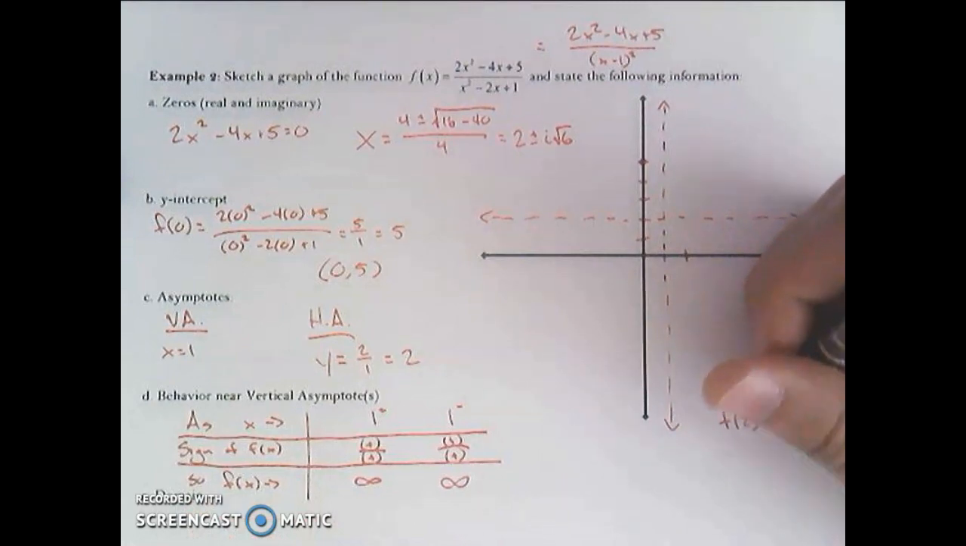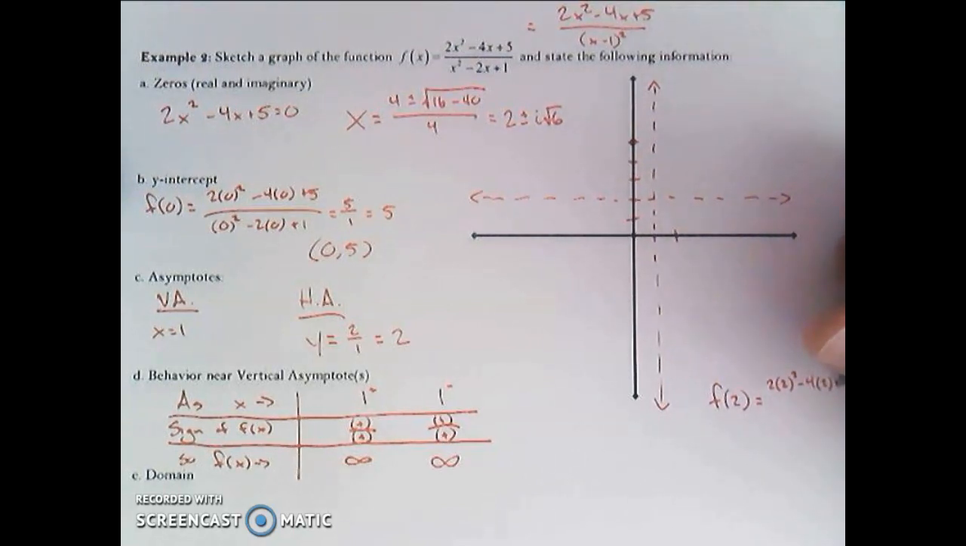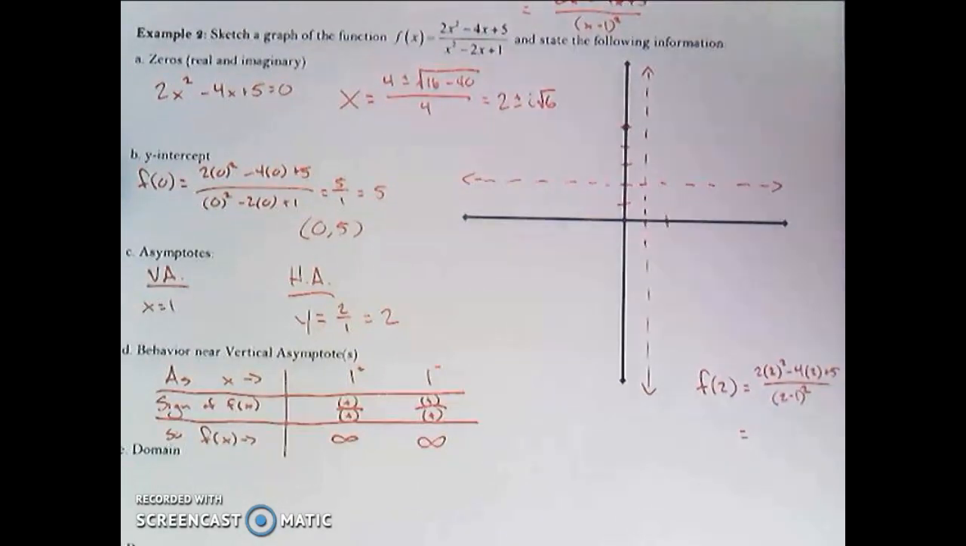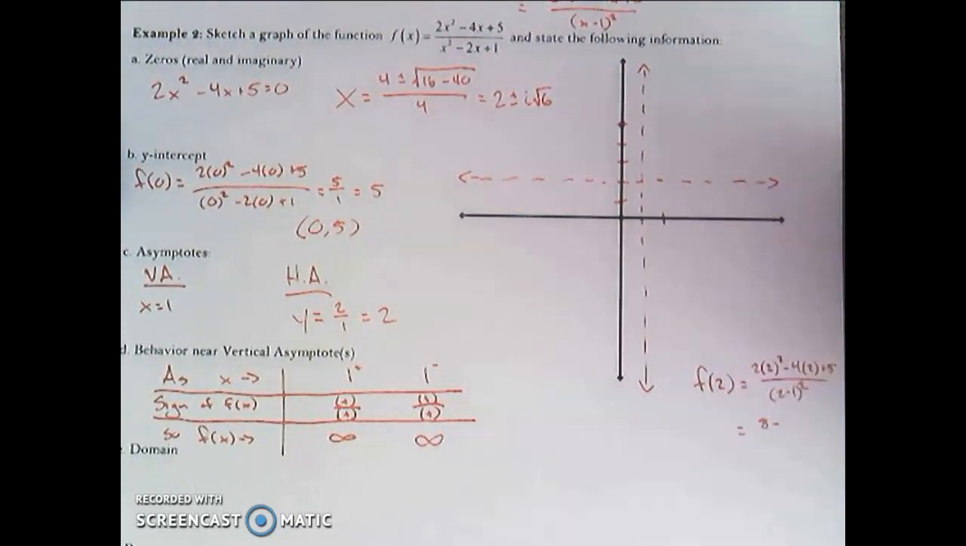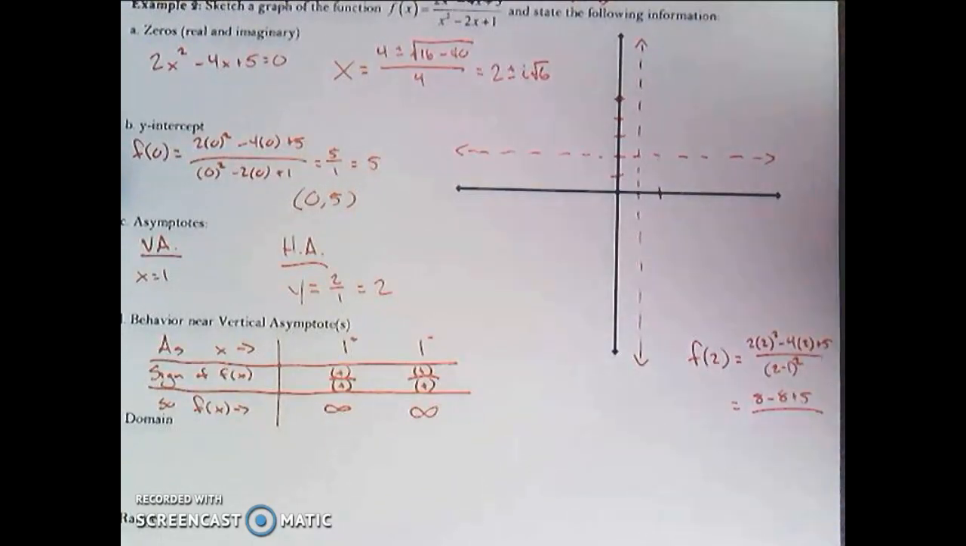f of 2 is equal to 2 times 2 squared minus 4 times 2 plus 5 over 2 minus 1 squared. So this would be 4, 8 minus 8 plus 5 over 1. So we have 5. So we have the point 2, 5.